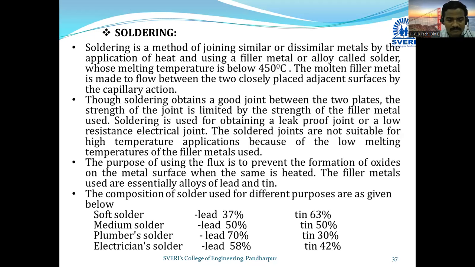In soft solder, the lead percentage is 37% and tin is 63%. In medium solder, lead is 50% and tin is 50%. In plumber solder, lead is 70% and tin is 30%. And the last one is electrician solder, where lead is 58% and tin is 42%. So this is the soldering process.